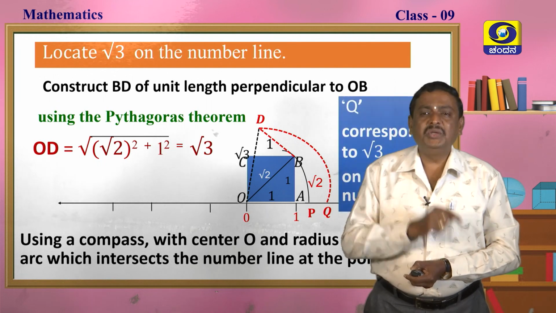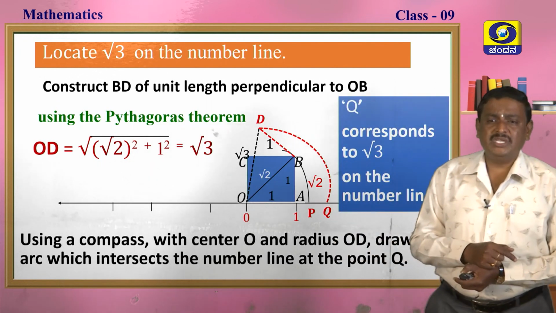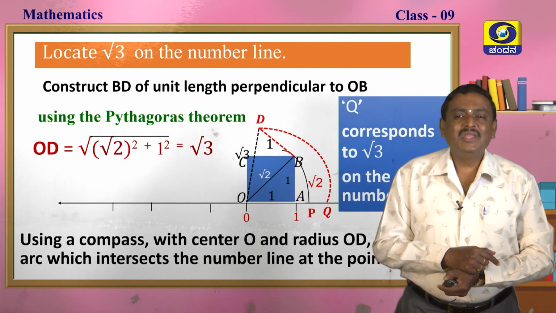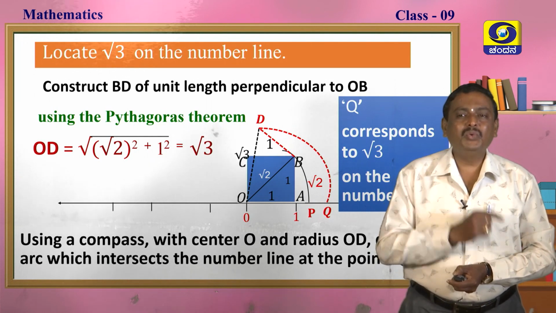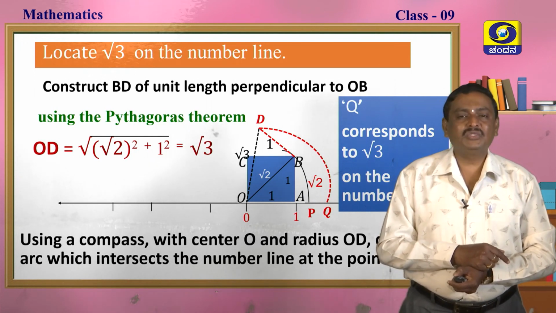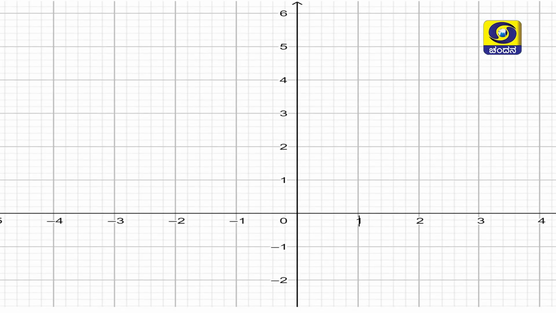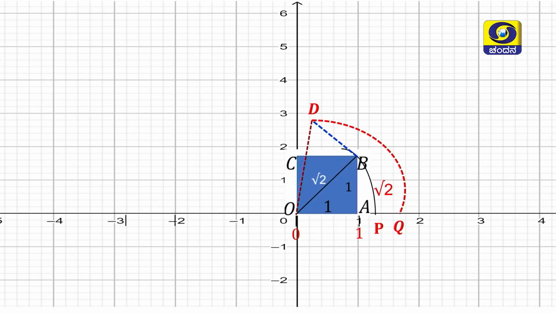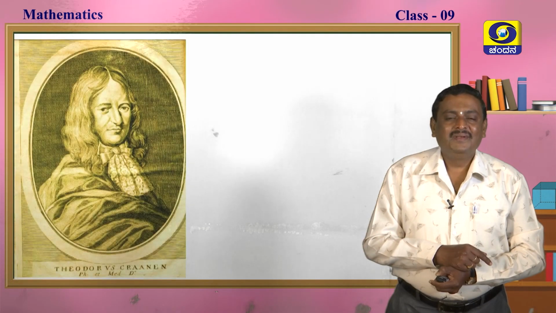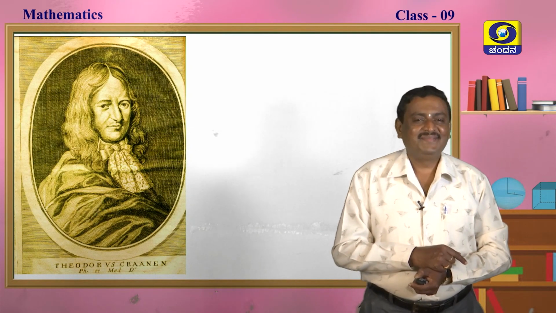If you shift it into the graph, before going to shift, Q corresponds to root 3 on the number line. Here Q corresponds to root 3 on the number line, my dear students. Now, if you shift this into the graph, we will get the approximation value of root 3, that is 1.7.